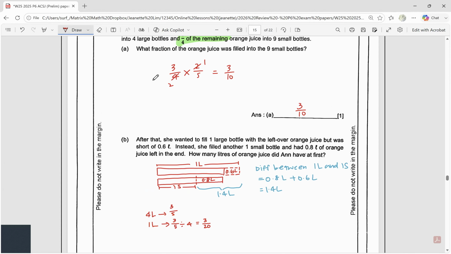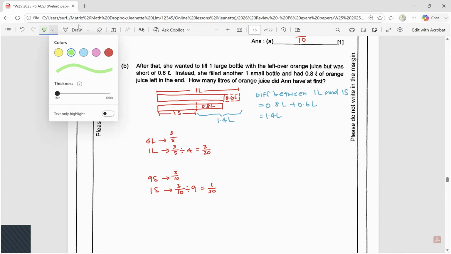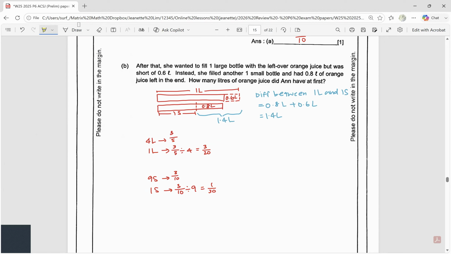Now for the small, I know in part A that to fill 9 small, I will use up 3/10 of the total. So 9 small is 3/10 of the total. 1 small would be 3/10 divided by 9. And this will give us 1/30. Okay, now I compare. I compare 1 large versus 1 small.